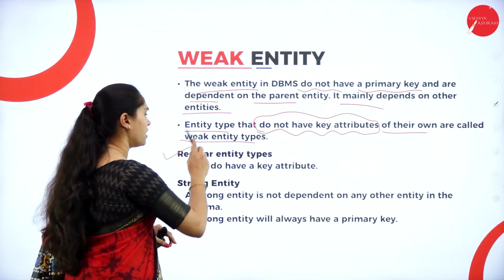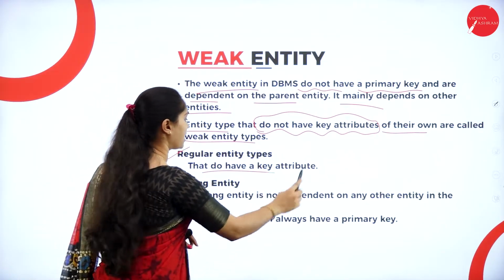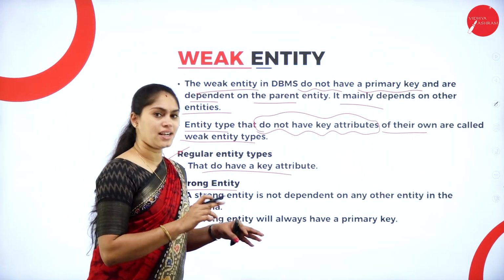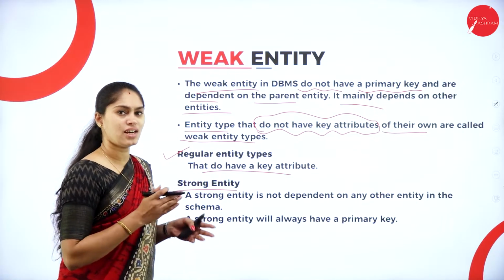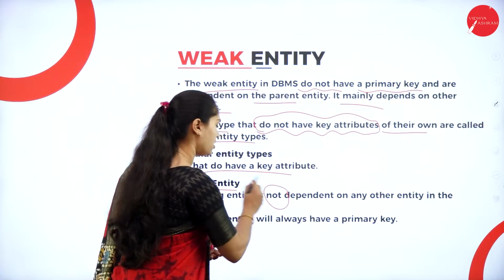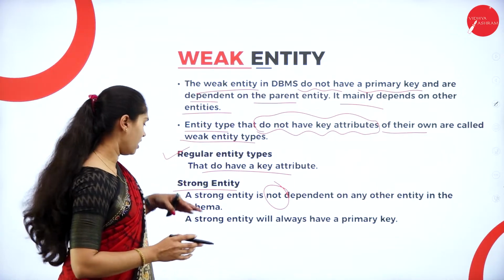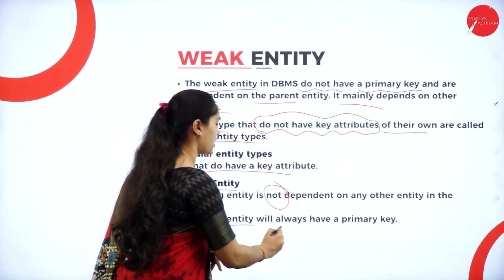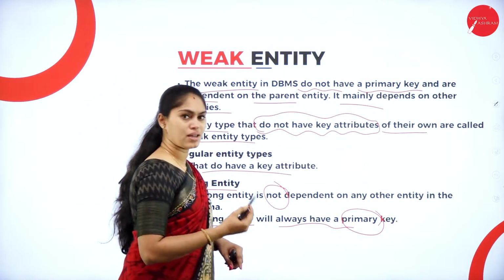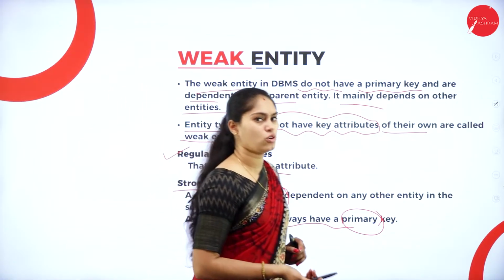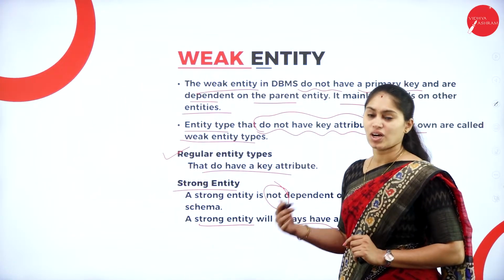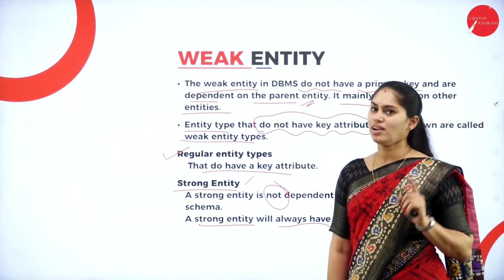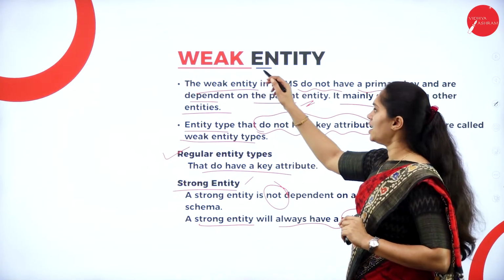Then what do you mean by regular entity types? They have a key attribute. Then what do you mean by strong entity? A weak entity depends on the parent entity. When it comes to the strong entity, it does not depend on any other entity in the schema, so we call that a strong entity. The strong entity will always have a primary key. If I have a primary key, then there is no situation of relying on any other parent entity. So that kind of entity is considered a strong entity. This is what we have regarding weak entity.